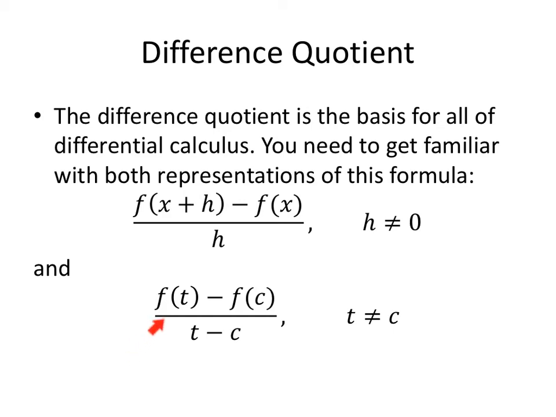Another representation is f of t minus f of c, all divided by t minus c, as long as t is not equal to c, so we cannot have a 0 denominator in either case. And c is a particular value that we will be using. Let's take a look at one representation of each of these, more to be shown in class.